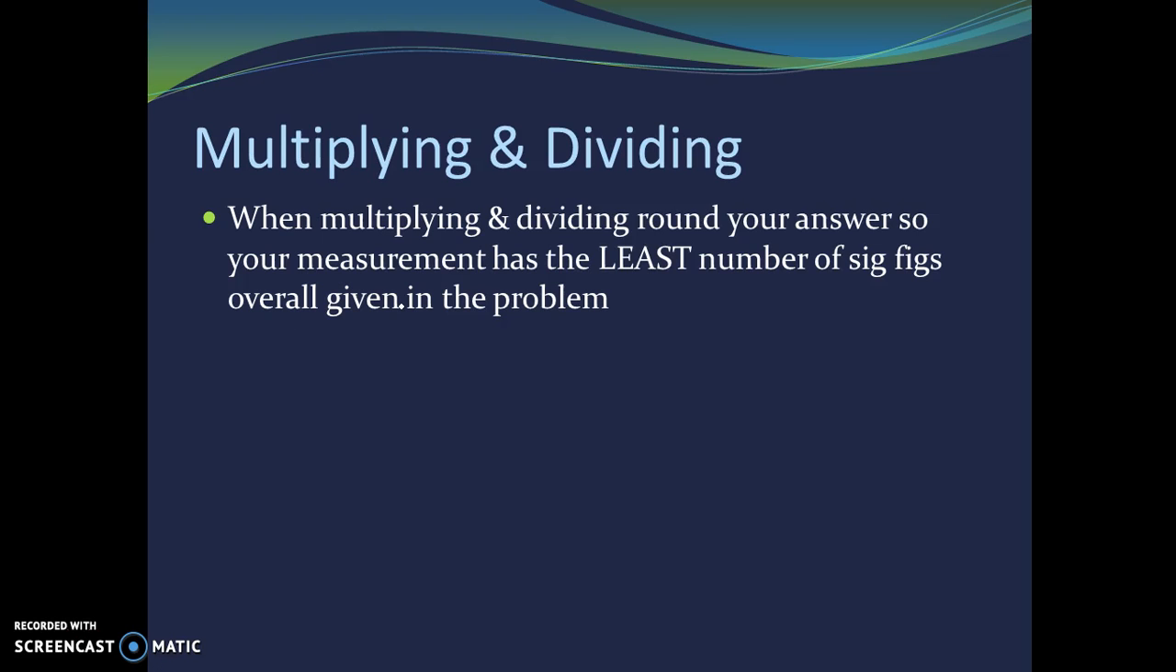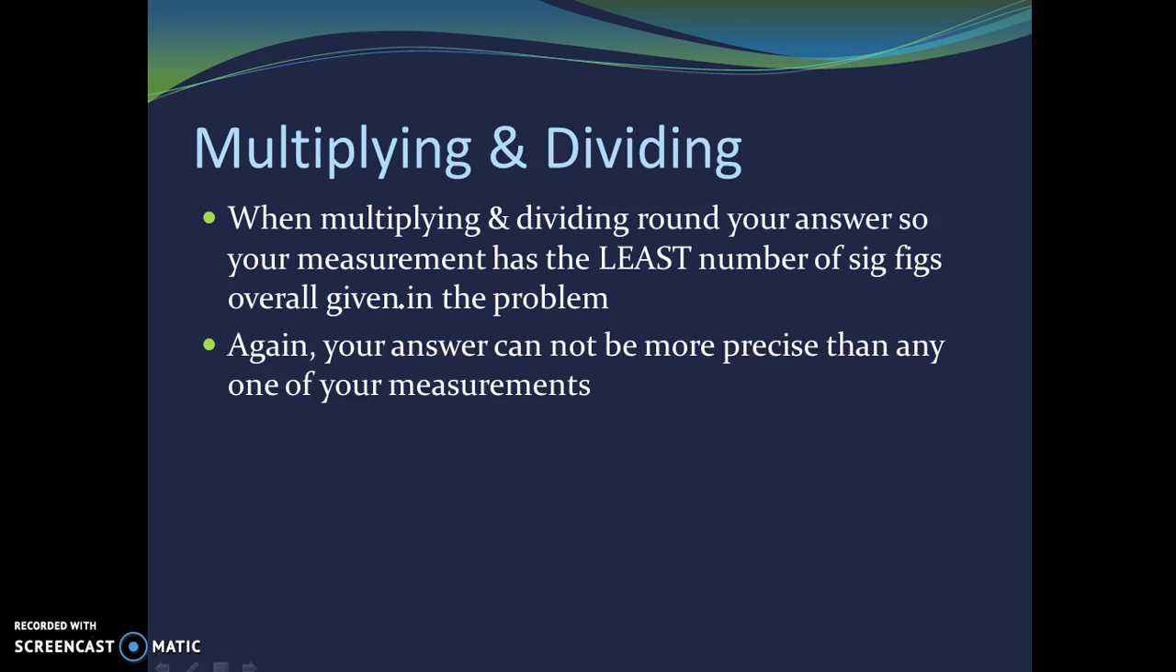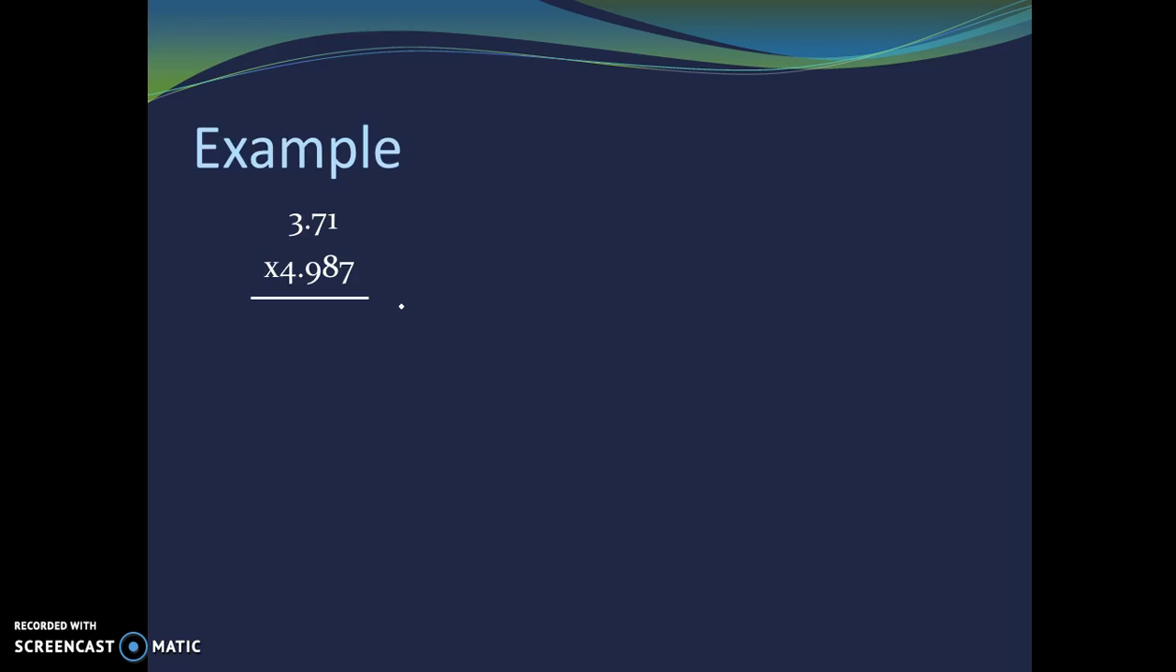When you're multiplying and dividing, you're going to round your answer so that your measurement has the least number of significant digits overall given in the problem. Look at each one of your measurements. Whoever has the least number of significant digits. It doesn't matter where the place value is, just in general. Whoever has the least number of sig figs, that's how many your answer has to have. Remember, your answer cannot be more precise than any one of your measurements.